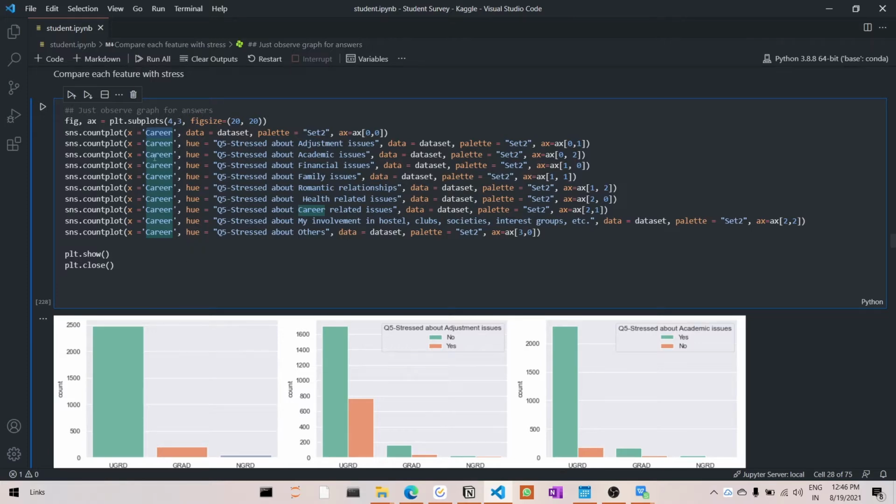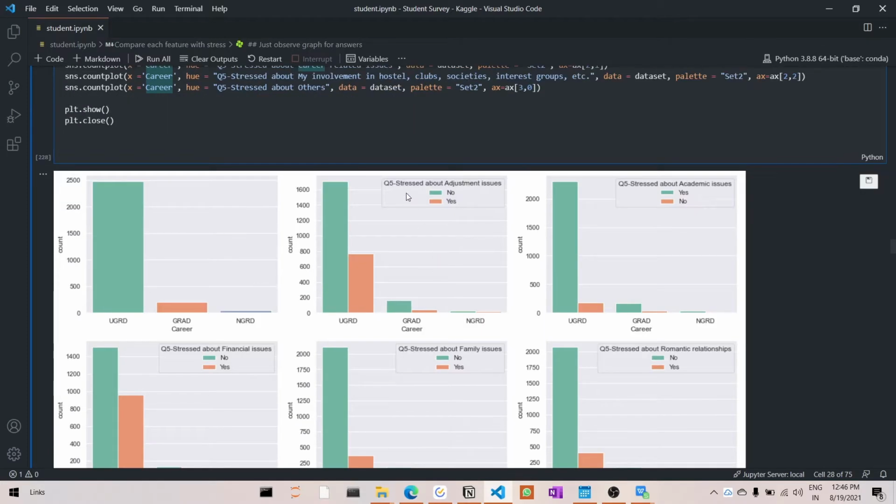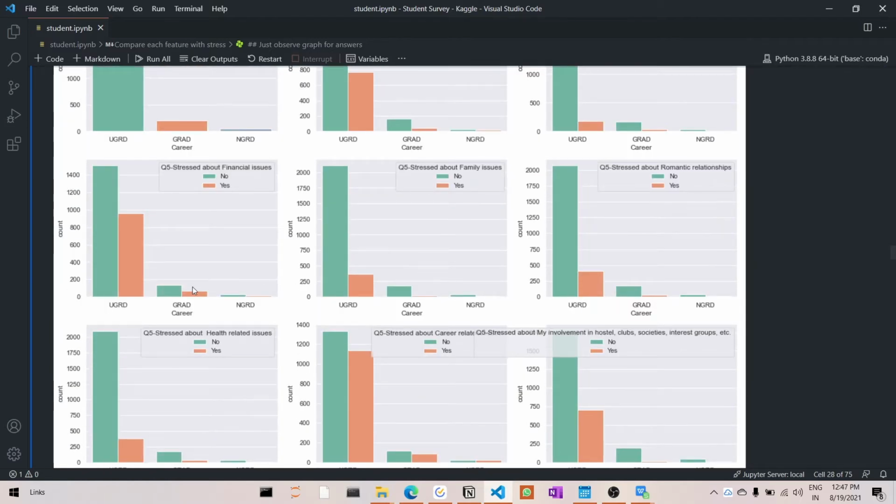So when we compare career with the first question, that is stress about adjustment issue, you can see the undergraduate students said that they are facing issue with the adjustment. Similarly, you can see stress about academic issue. Similarly, you can see the stress about financial issue, which is higher. You can see stress about family. Then we can see the stress about romantic relationship.